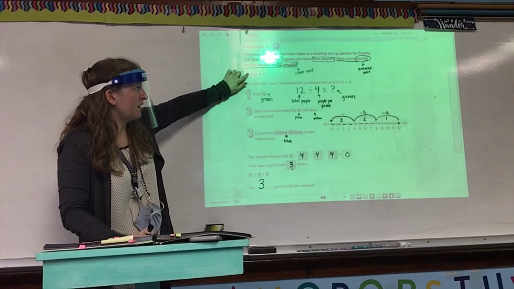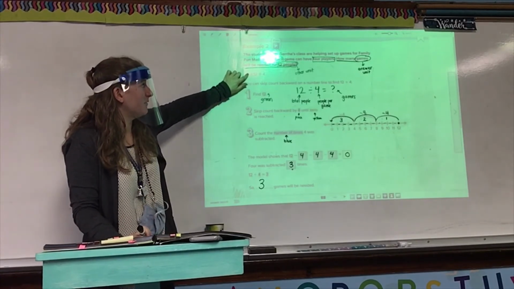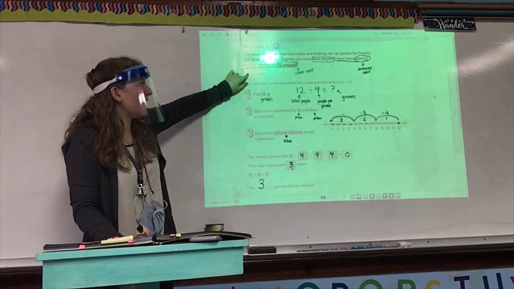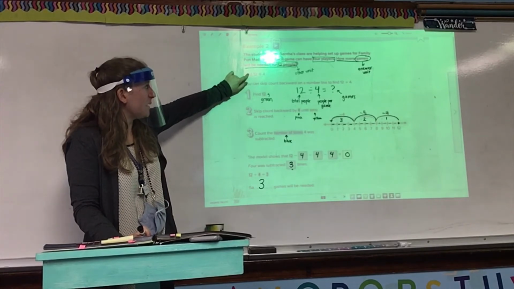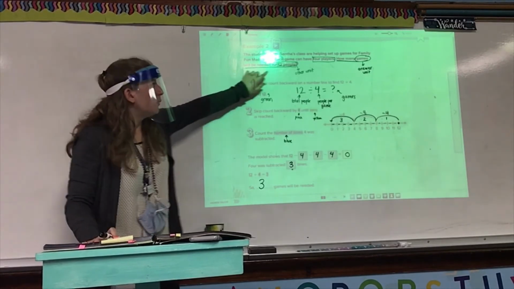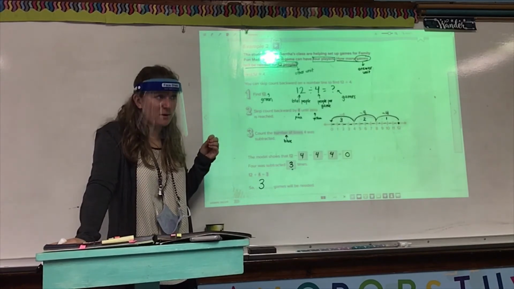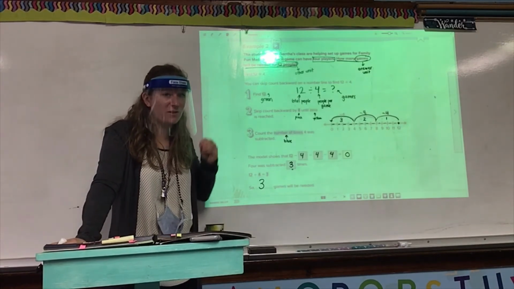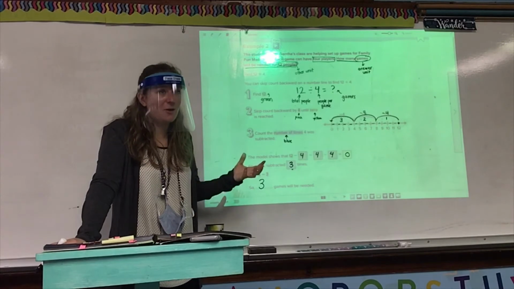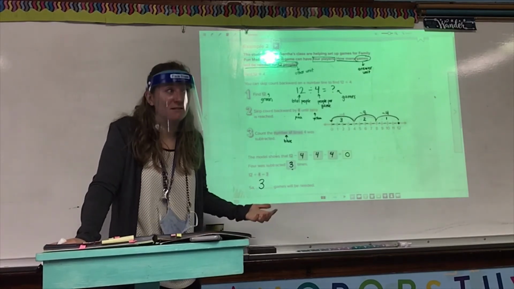If we look at this problem, the students in Mr. Bantha's class are helping set up games for Family Fun Math Night. Each game can have 4 players. How many games will be needed for 12 people? Well, if I'm trying to figure out how many games are needed for 12 people, 4 people can play each game. Am I ever going to end up with more than 12 people? No, there's only 12 people coming.